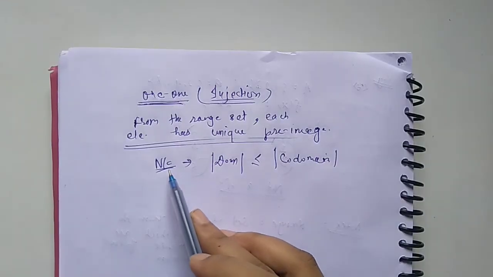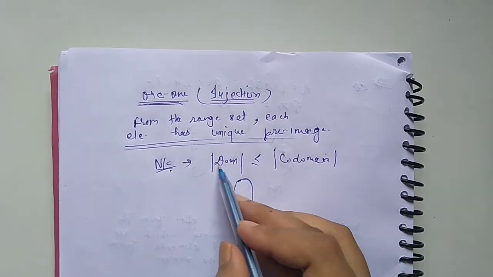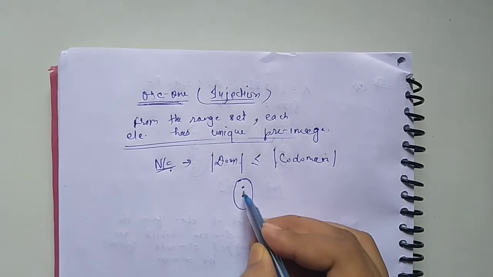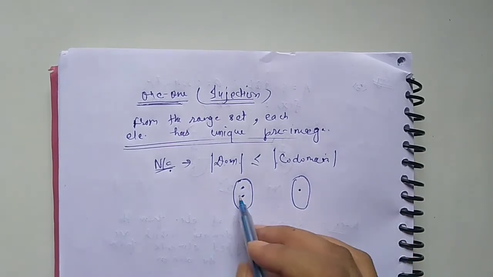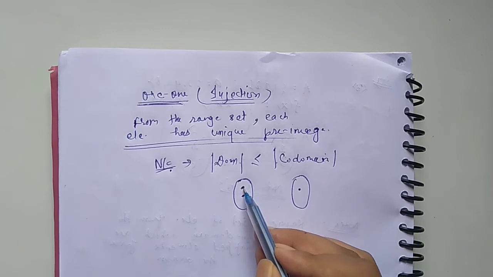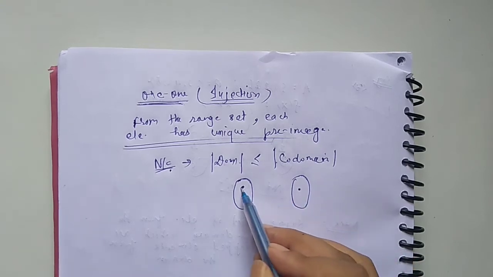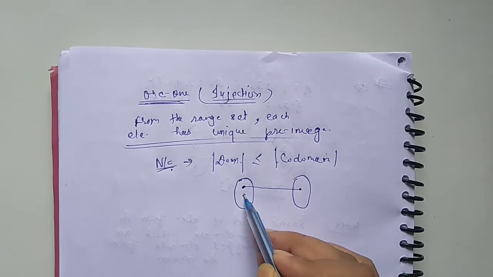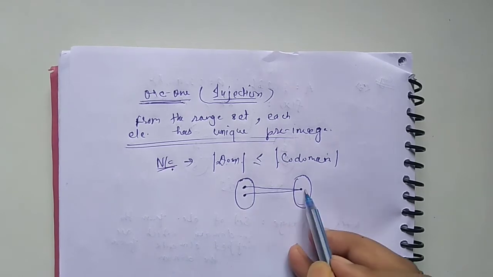To understand this necessary condition, we can take an example such that the cardinality of domain is strictly greater than the cardinality of codomain. Say domain has two elements and codomain has a single element. From the definition of function, both these elements must map to some unique element of this codomain set. So if this element maps to the single element here, this element also will be mapped to this element because there is a single element.